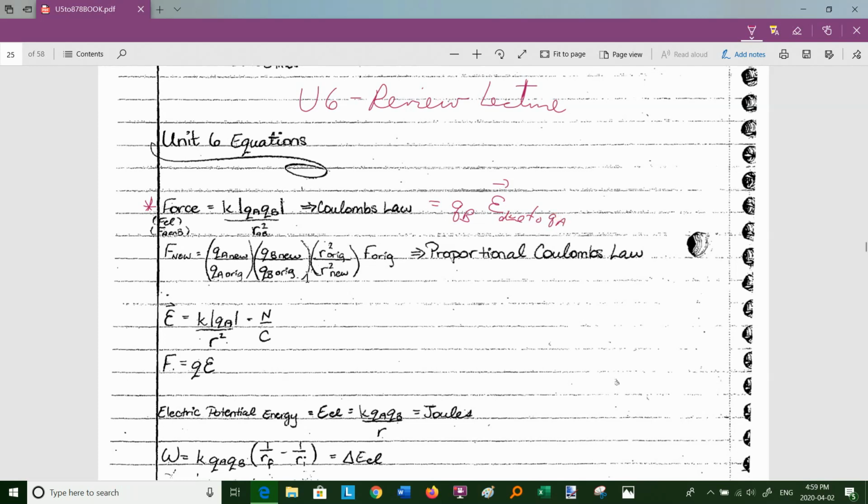We also have the proportional Coulomb's law equation, where the new force is QA new over QA original times QB new over QB original times R original squared over R new squared times F original. Now, you aren't necessarily changing all three of those parameters each time, but this is another useful equation. So you'd be given the original force and then various parameter changes and get the new force.